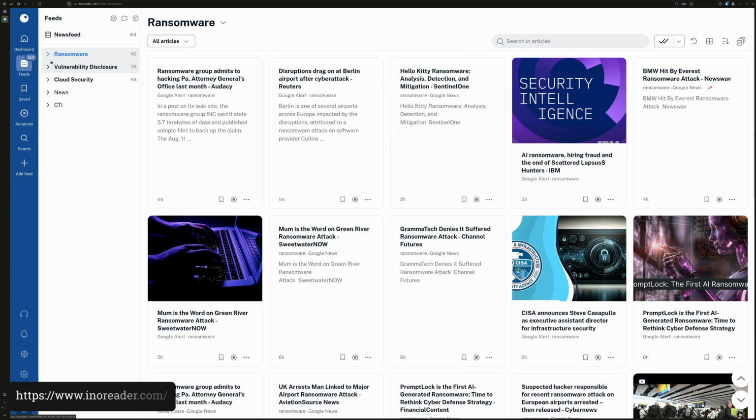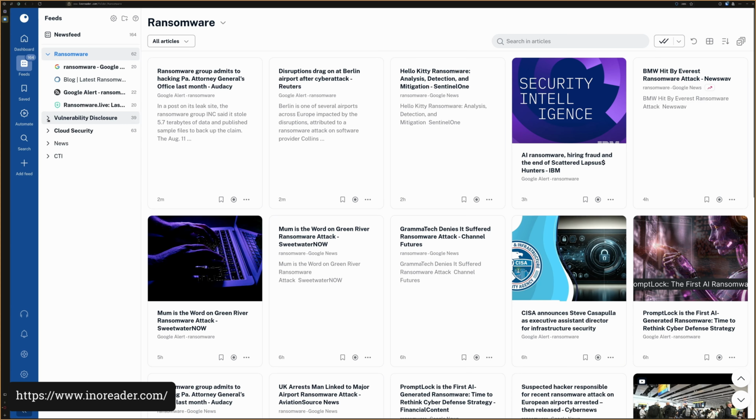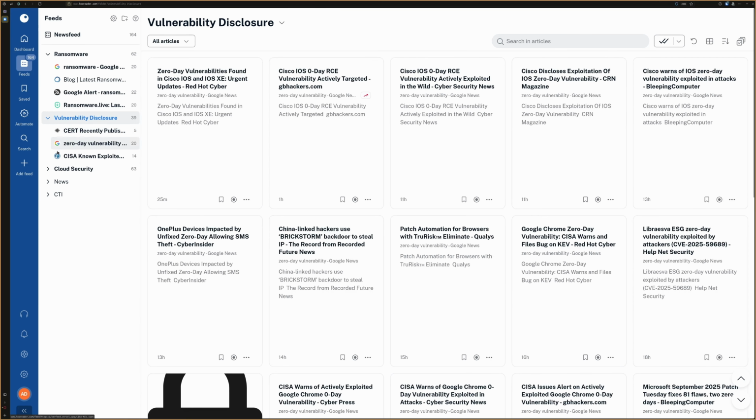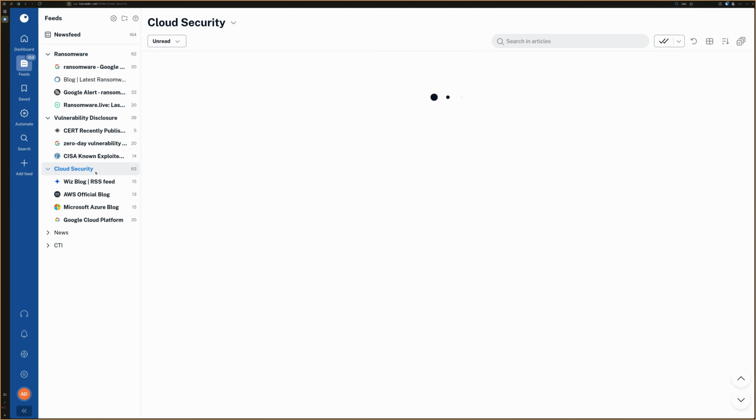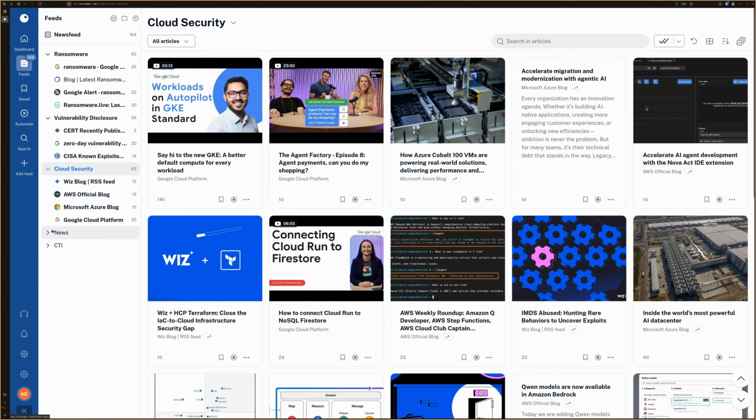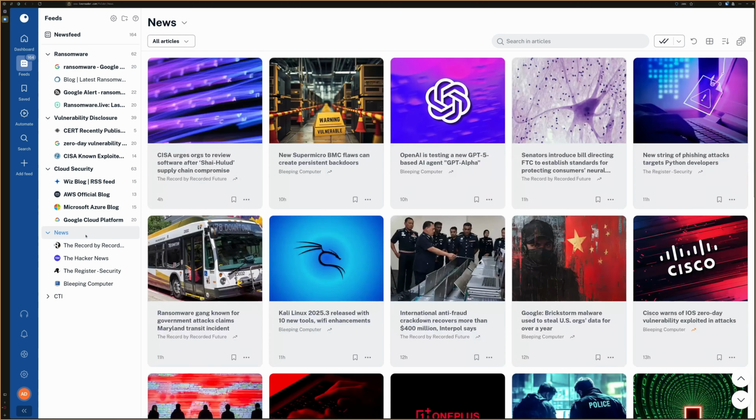So instead of having to visit dozens of websites every day, you can use an RSS reader like Feedly or InnoReader to pull all those sources into one centralized dashboard.